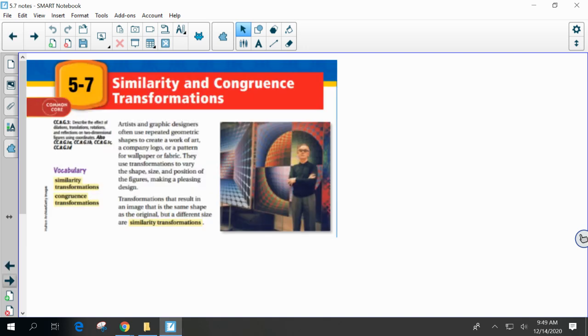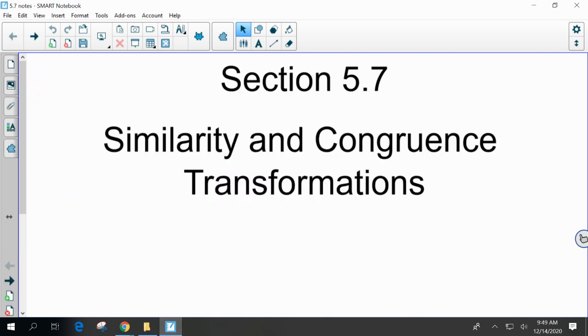Different transformations that we've learned, if you think back in previous chapter 4, we learned dilation, where you either made something larger or smaller. That's a transformation. On Friday, we learned about translations, which was sliding left, right, up, down. We learned about rotations. Which rotations did we do? We learned about 3 rotations: 90 degrees clockwise, 90 degrees counterclockwise, and 180.